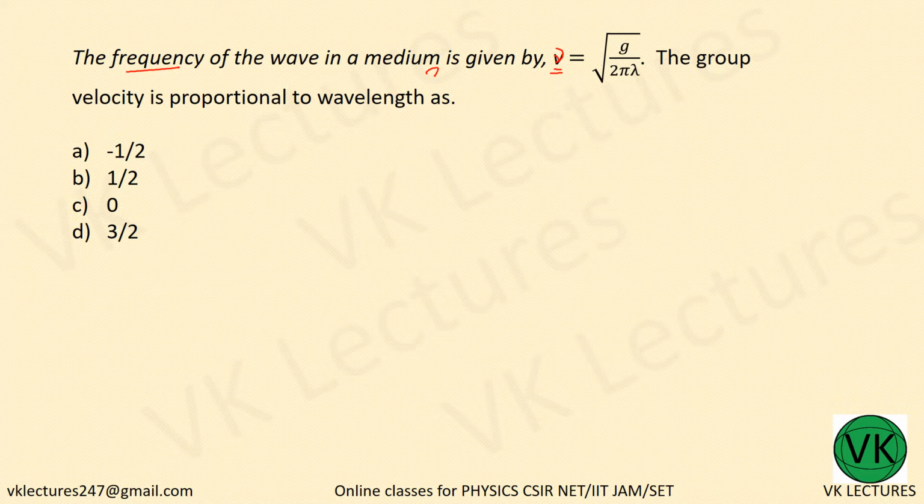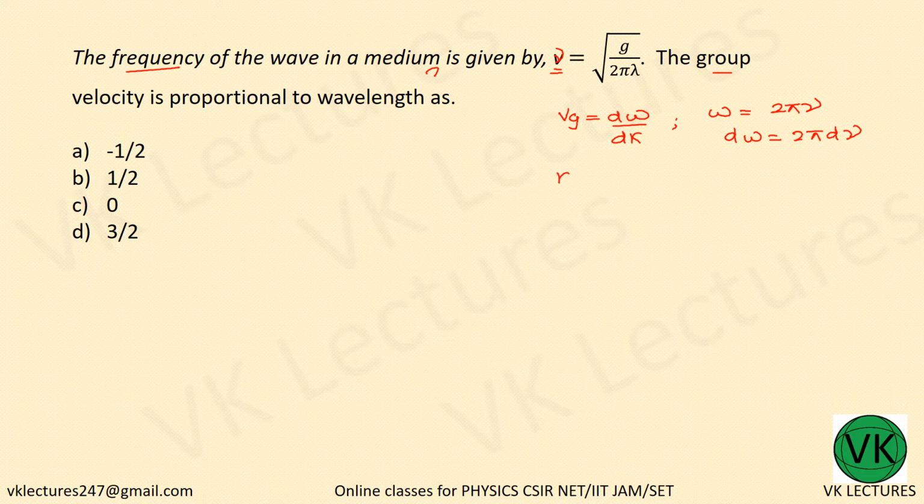Now we are asked to find out the group velocity, right? So Vg is equal to d omega by dk. Now let us first write omega. What is omega? Omega is equal to 2 pi nu. So d omega will be equal to 2 pi d nu.